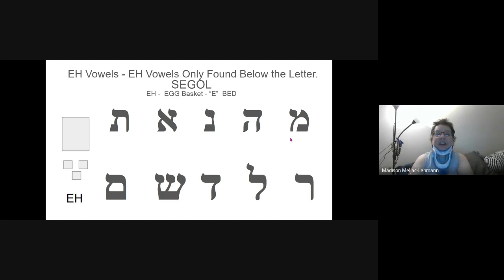So starting here, we would have our EH drill. I'm going to show you how this goes. Ma, ha, na, and te. On the bottom, we have re, le, de, she. This one is kind of funny, because this is a tricky question. You would never have a final mem with the vowel underneath it, because it's a final mem. If you could do the speed drill, you would just say ma to get the sound, but in real life, this would not happen.